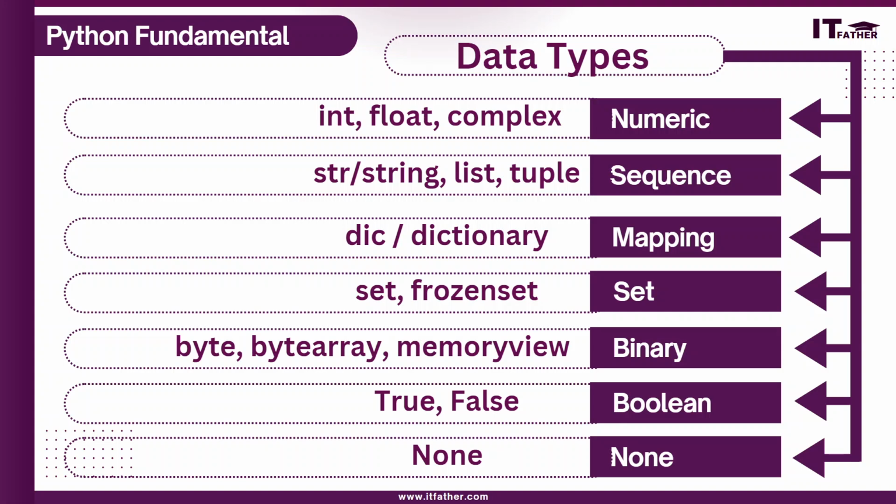And one special type of data we have in Python, only in Python, not in any other programming language, that is None. None means absence of data. Absence of data is None. In other programming languages, the same is also known as null. But here in Python, the None concept is used.